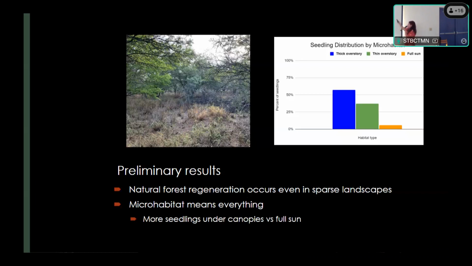This is after only measuring maybe 350 seedlings. Now I'm almost at 1,000. So it's going to look very different, but I can tell you even anecdotally, there is way, way, way more stuff going on underneath the canopies than out in the open. And something that I didn't include here is that there are some species-specific preferences for canopy versus no canopy between the different plants that we're looking at.